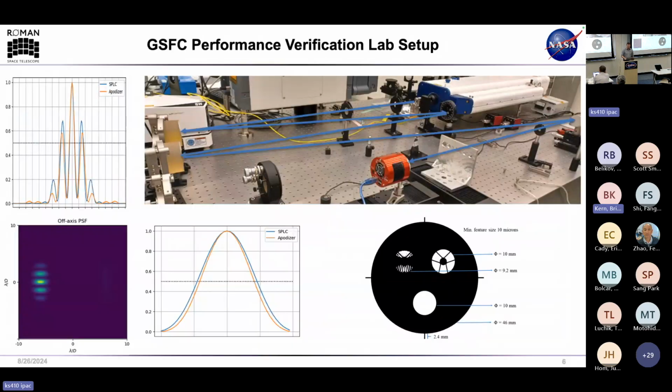Oh, and I forgot to mention, that's an example of the shaped pupil PSF on the bottom left, showing the PSF cross sections and how they change in the X and Y axes. That actually has an effect on the 45-degree dispersion mode as compared to the linear ones. So just a note there.